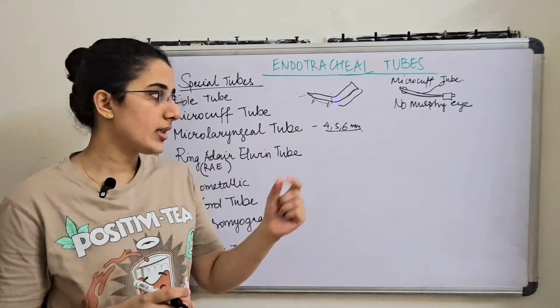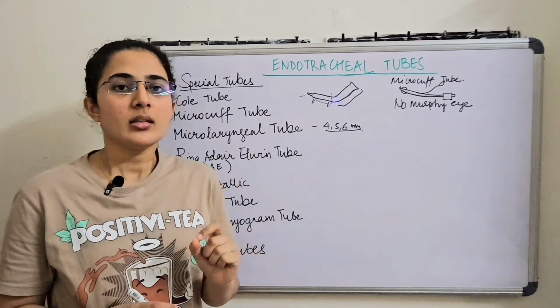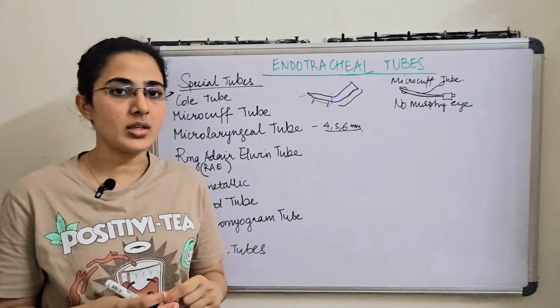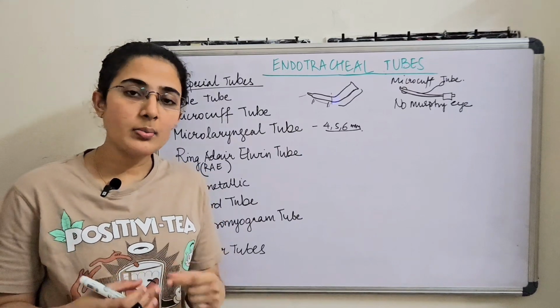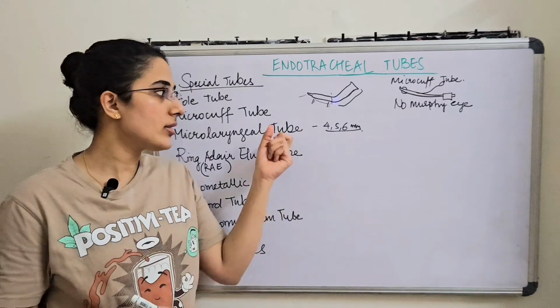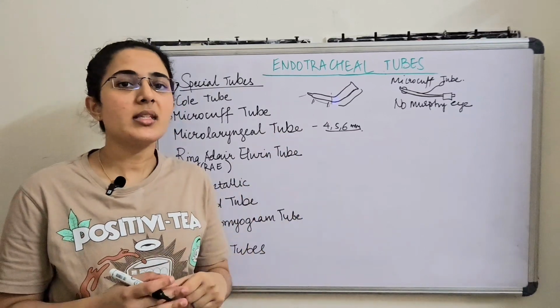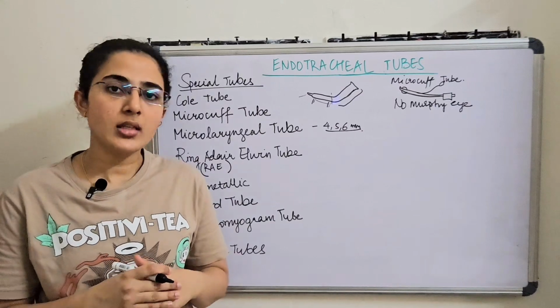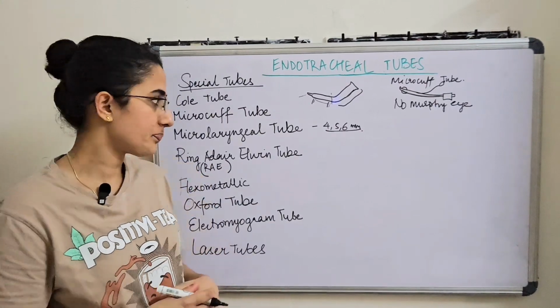The disadvantage is that these tubes are so thin that the time required for expiration sometimes may be insufficient. So they may take a longer period for expiration, and because these are very thin, sometimes they may require Magill forceps for guiding them through the vocal cords during intubation.